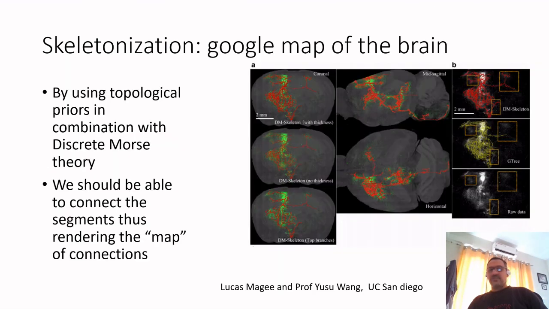Okay, you've done all this. So what exactly do you need to do next? We want to create a Google map of the brain. You need to find out where all the different regions are and where this road goes to, right? And we have been working with Lucas Maggi, who's a grad student, and Professor UC Wong from UC San Diego.